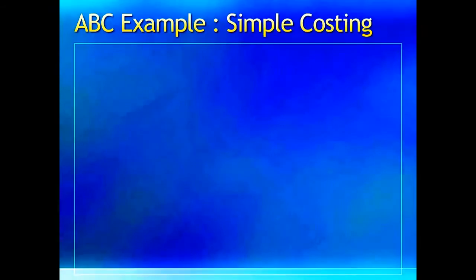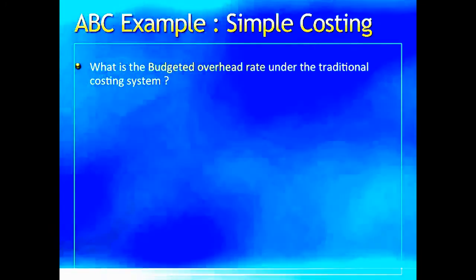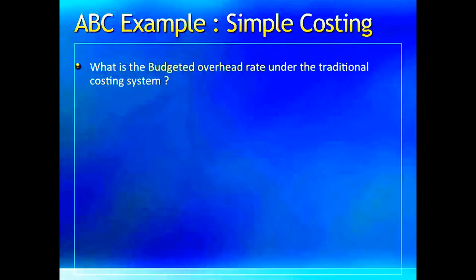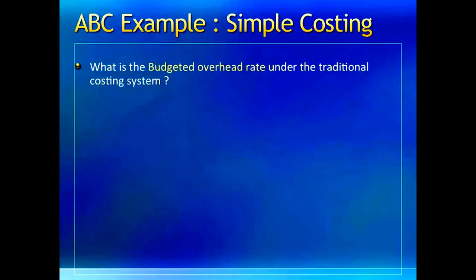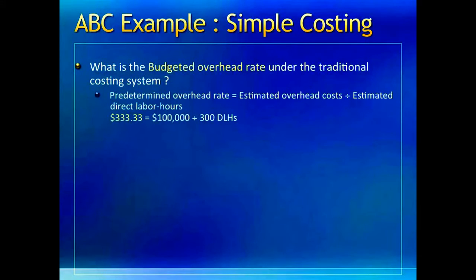Now we are ready to tackle this problem. The first question is about the traditional or simple costing system. Since all manufacturing overheads are assigned on the basis of direct labor hours, we divide overhead costs of 100,000 by total direct labor hours in A plus hours in B. We get an overhead rate of 333.33. Are you okay with this?